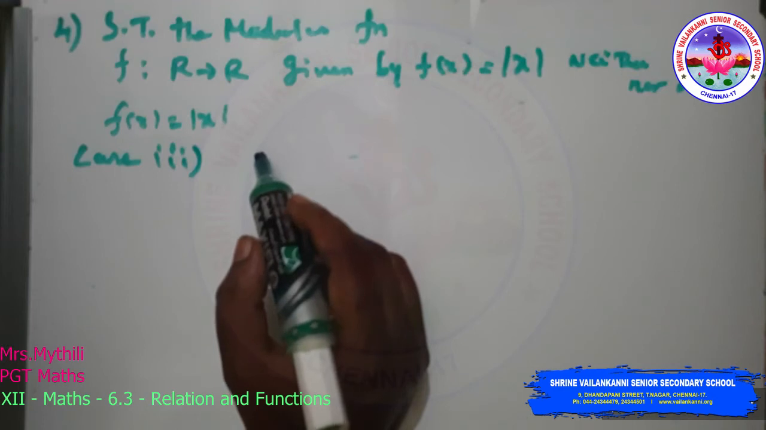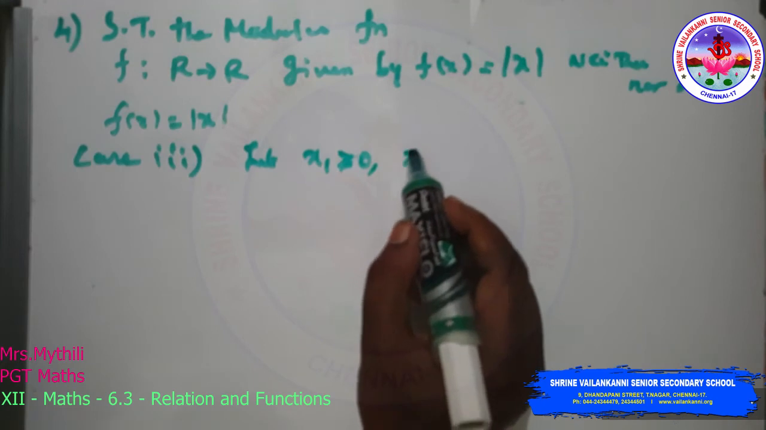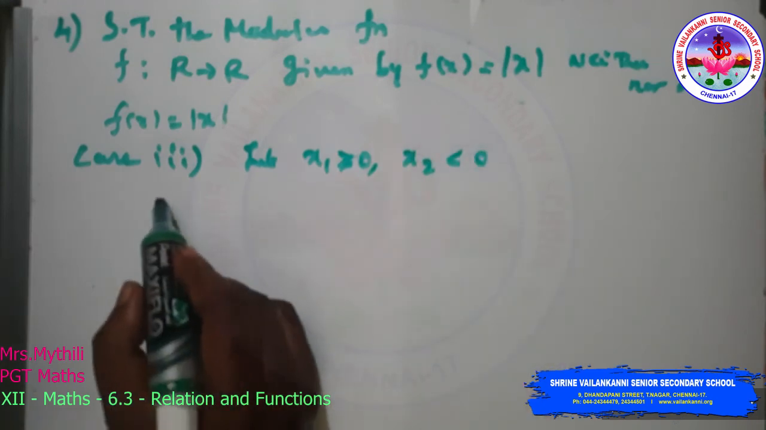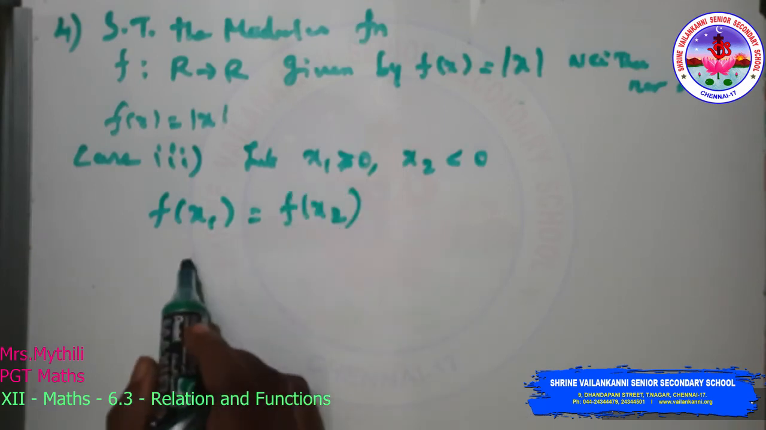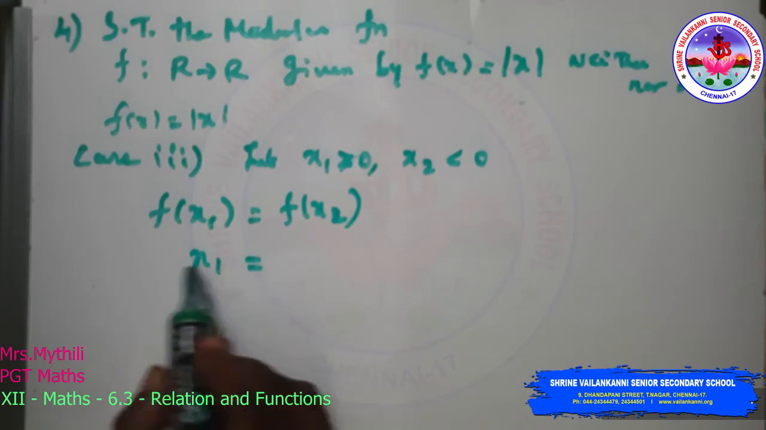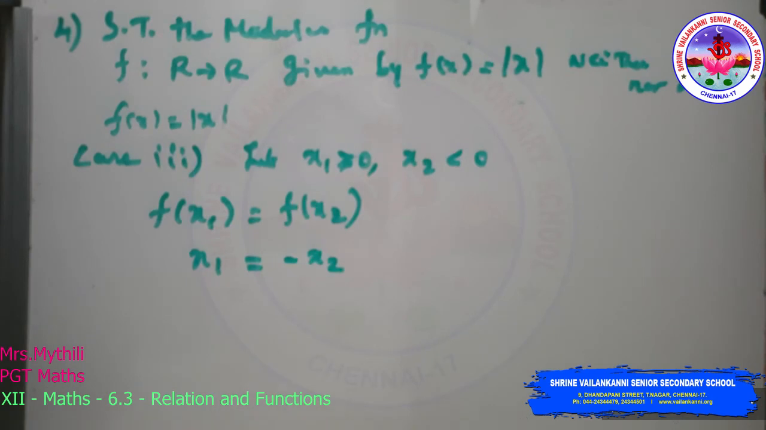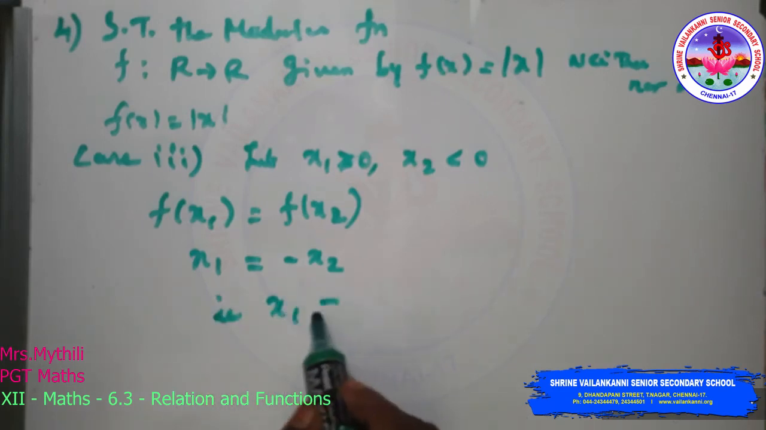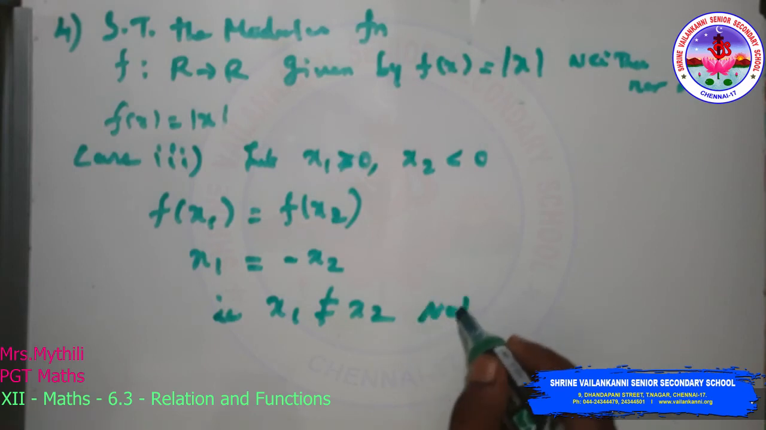Case 3, let x1 be greater than or equal to 0 and x2 be less than 0. That is f of x1 equal to f of x2. So x1 is x1 and for x2 less than 0 it is minus x2. So x1 is the negative of x2. It's not that x1 is equal to x2, that is x1 is not equal to x2. So not a one-one function.